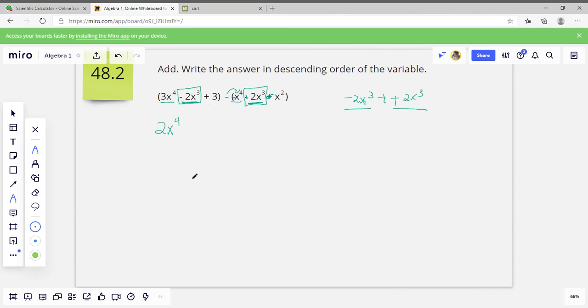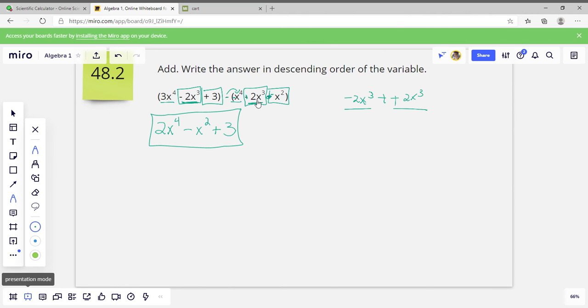So the next one, x squared right here, minus x squared. We don't have any x squareds over here to put that with. And then we've got plus 3, and we don't have any other. So it should be, let's see if I wrote that right, 3x to the fourth minus 2x. Okay. Yep, so that's the answer to that one.